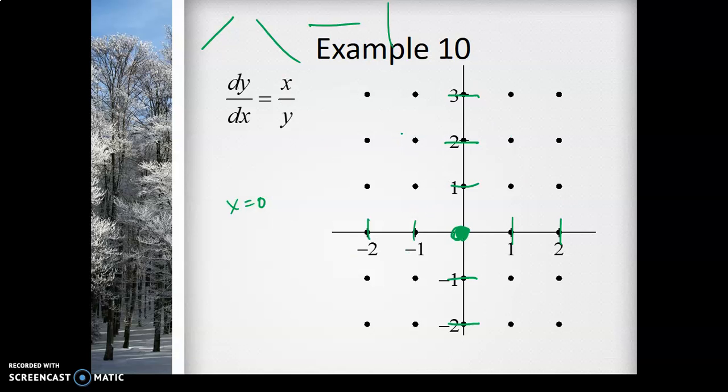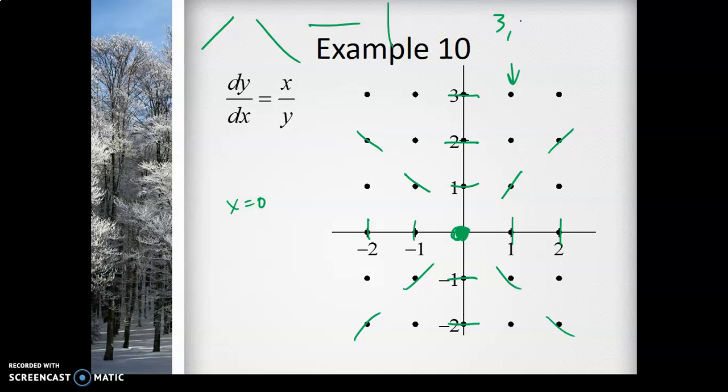The next thing I would look for is where am I going to get a slope of 1? When x and y are the same thing, I would get a slope of 1. So (1, 1), (2, 2), (-1, -1), (-2, -2). If they're the same number but opposite signs, my slope's going to be -1, and so on. You're just going to plug in each point one at a time. I'll do one more point.